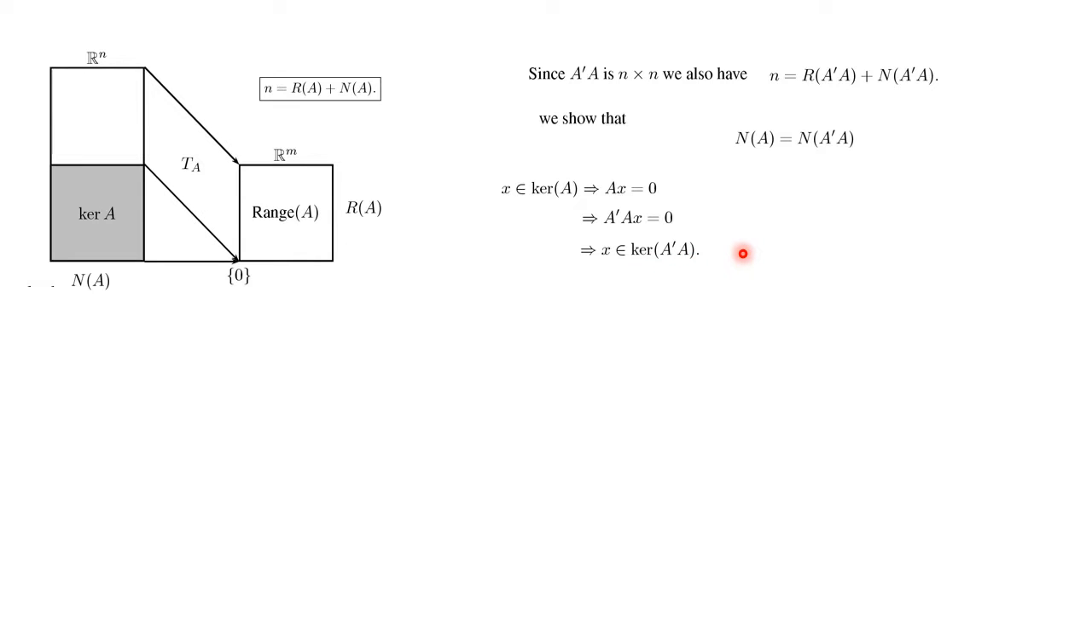Now, pause the video here. Get out a piece of paper and a pencil, and try and reverse this implication. Show that if X is in the kernel of A transpose A, then it's in the kernel of A. Now you need to do that. I'll give you a little hint. X is 0 if and only if its norm is 0, its length. Now pause it and see. Try and reverse this now. Show that if X is in the kernel of A transpose A, it's in the kernel of A.